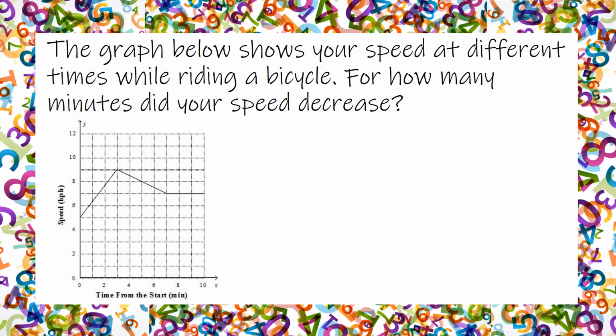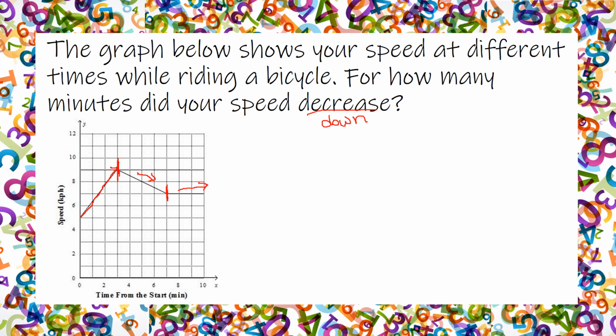The graph below shows your speed at different times while riding a bicycle. For how many minutes did your speed decrease? And decrease means going down. D is for down. So when I look at this graph, I see first it goes up, and then here it changes all the way to here. It's going down there, and then it's constant after that.